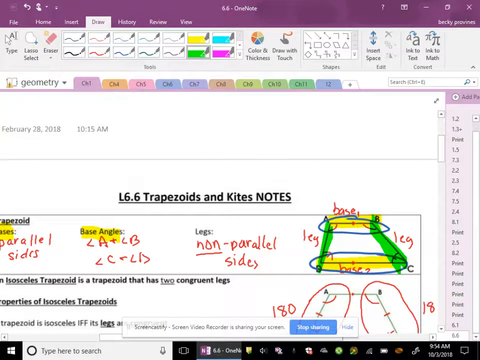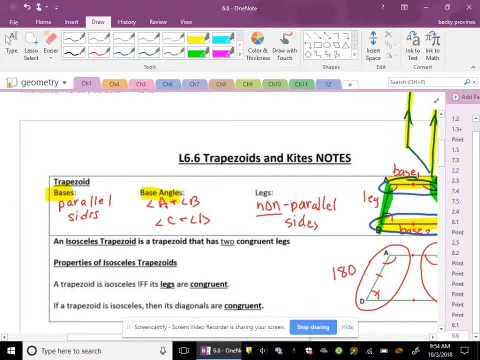They are non-parallel. Now don't assume your base is always on top, because I could rotate this picture something like this. And is the base still on top and on bottom? Of course not. The bases are the parallel sides, so the bases are now on the left and right. So again, just make sure you remember the bases are the parallel sides.